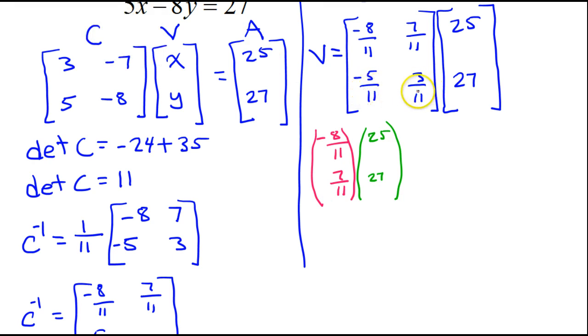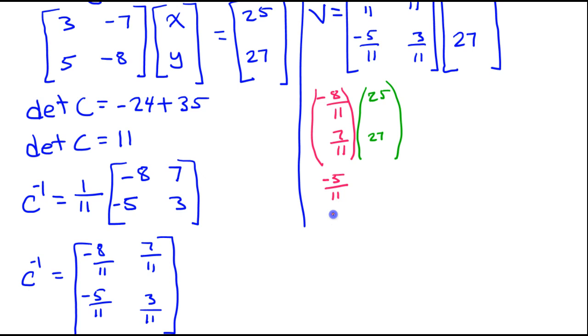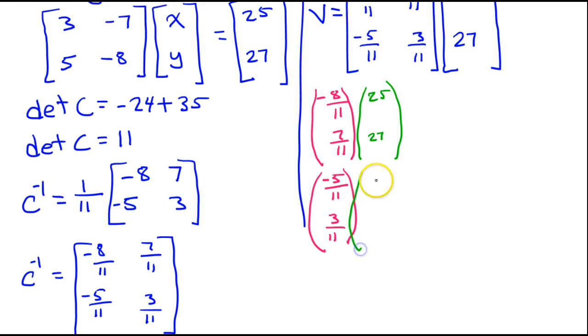Now look at the second row. And again, even though this is a row, I'm going to write it vertically. So I've got negative 5 elevenths and I've got 3 elevenths. So this is my second row, which I will also multiply by my one and only column. So the procedure is to multiply and then add the result. Okay, so let's keep these separate a little bit.